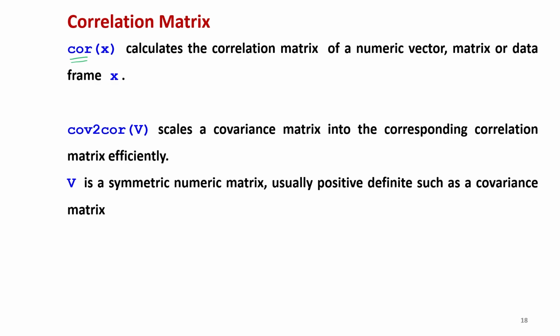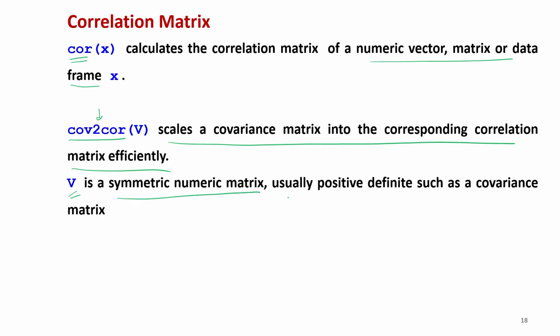But now I am using x here as a numeric vector, matrix, or a data frame. So, cor(x) will give me the correlation matrix. If you already have found the covariance matrix, then there is a command here, cov2cor, where 2 here is the number 2. This command will scale a covariance matrix into the corresponding correlation matrix efficiently. So, V is here a symmetric numeric matrix, which is usually positive definite, such as a covariance matrix. So, I will try to show you the application of both the commands.